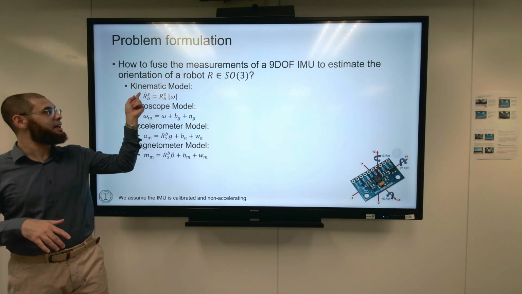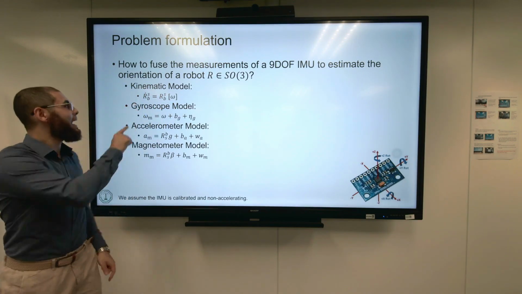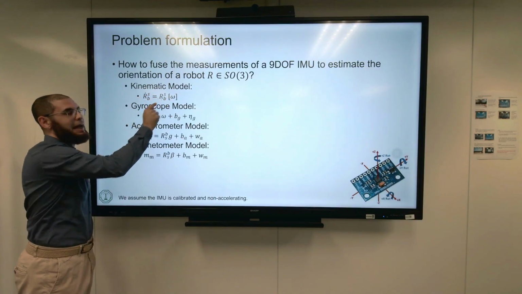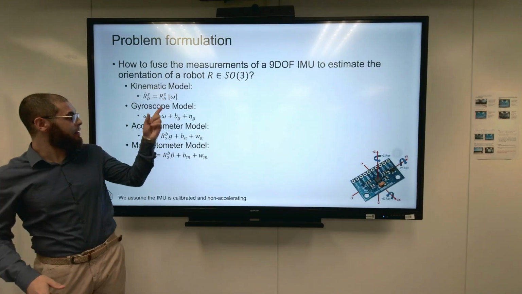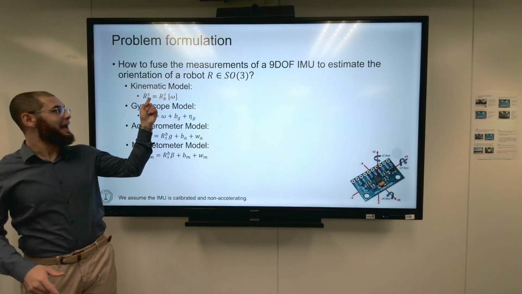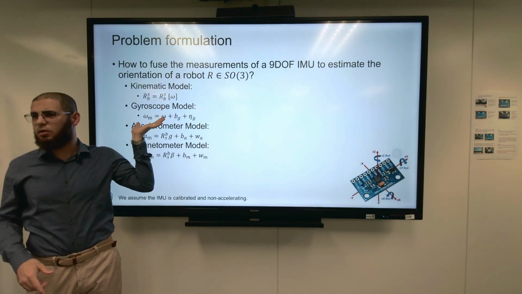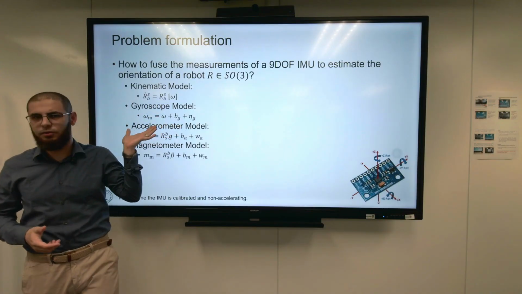You see, this is the differential equation. It's like x dot is equal to some function of x and u. The u variable is the omega, and the x variable is the R matrix. Of course, it is very complicated to use the R, and that's why we're going to do something similar in a bit.